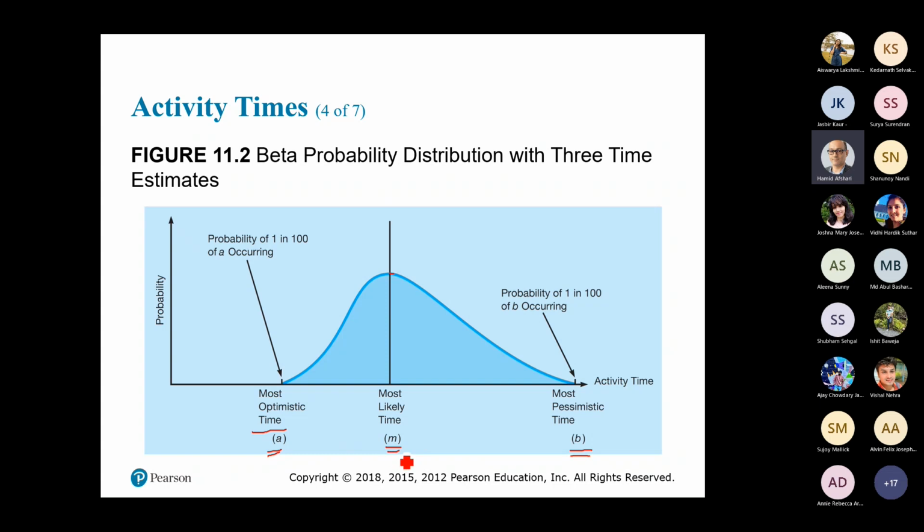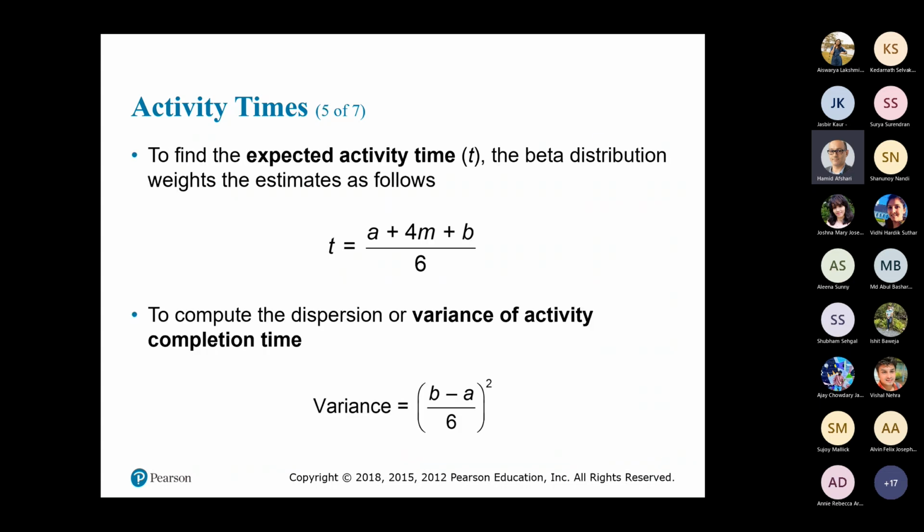If you remember what you passed in a statistics course, you may know the formula for the mean and standard deviation of the beta probability distribution. So the expected activity time, which we represent as T, can be calculated using these three times: the most optimistic one, the pessimistic one, and also the most likely one. However, look at the coefficient. What is the coefficient of optimistic time?